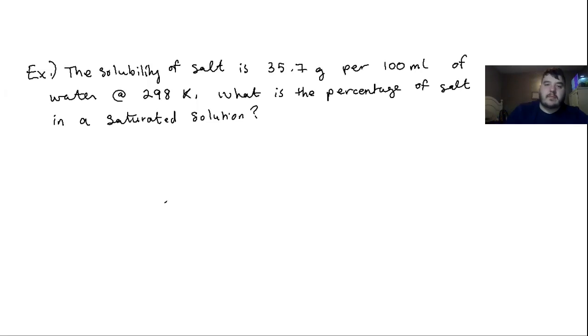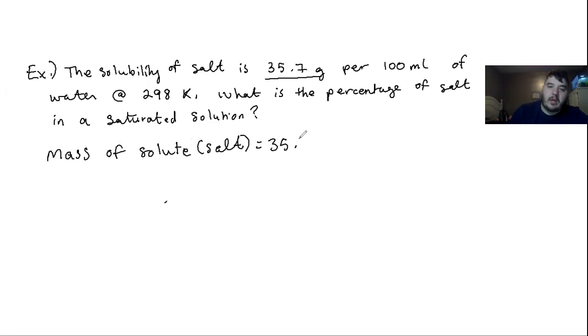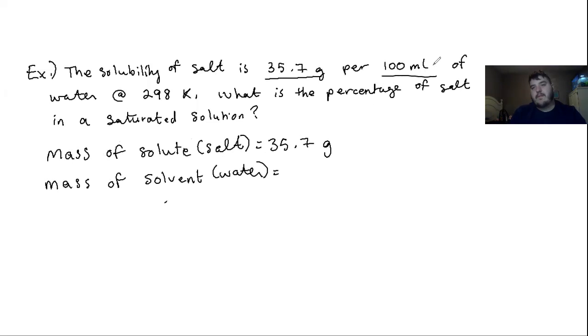So we've already got the mass of salt. We know that the mass of salt, or in this case, our solute, so the mass of solute, aka salt in this case, is going to equal 35.7 grams. Now, what about the mass of our solvent? Well, our solvent in this case is water. Okay, and we don't know the mass, but we know the volume. So we're going to have to convert this volume into mass, into grams.